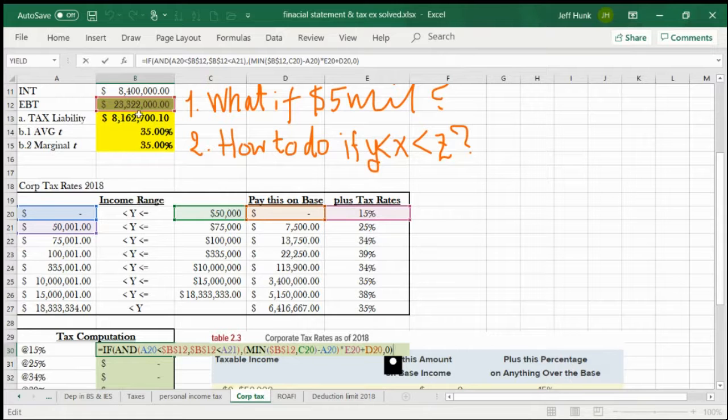So think about it. If our taxable income is, in other words, B12 is like 45K, then it satisfies this, right? And then between the 45K and 50K, 45K will be the lesser of the two, right? So then you would incorporate income tax.